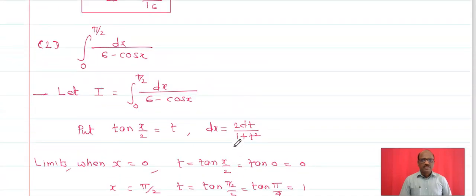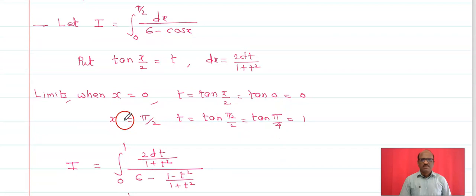Now the second integral, that is the integral from 0 to pi by 2 of dx upon 6 minus cos x. Now again here we use a substitution, that is tan of x by 2 is equal to t. This we have learned in the indefinite integral. It is of the form a plus b cos theta. Tan of x by 2 is equal to t, and therefore dx is equal to 2 dt upon 1 plus t square. When x is equal to 0, then t is equal to tan of 0, which is 0. When x is equal to pi by 2, t is equal to tan of pi by 2 upon 2, that is tan of pi by 4, and that is t is equal to 1.